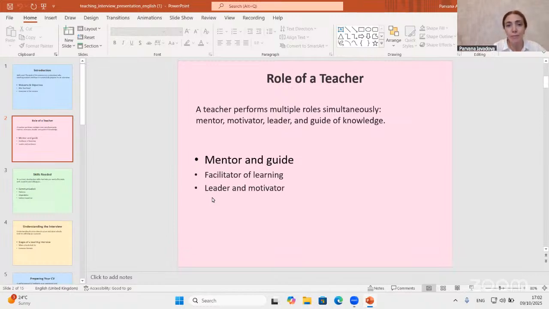The teacher can be a mentor, a motivator, a leader, but in the end, a person, a supporter. Mentor and guide: a teacher in the classroom is a mentor and the person who guides all the facilitators in the classroom. The main aim is for learning, okay? Leader and motivator: the teacher has to be the motivator, because if you don't motivate your students, you cannot do anything, okay?